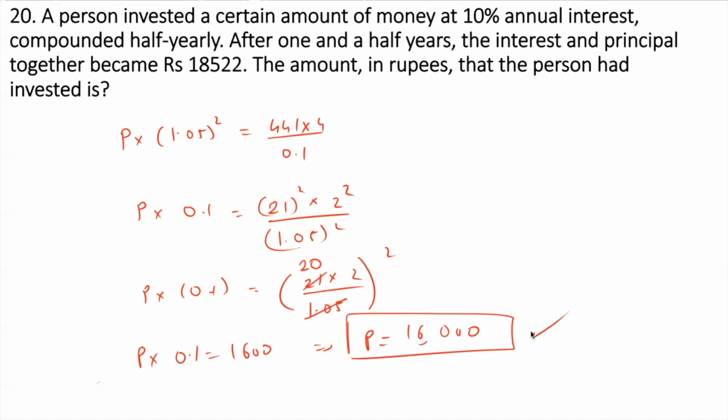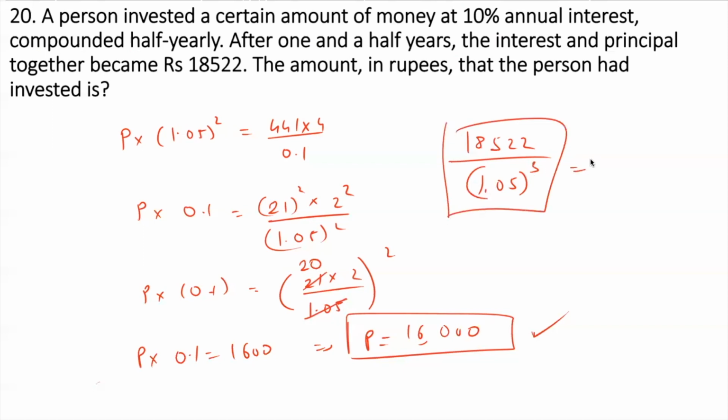Please note that if you have the on-screen calculator in the exam, you can directly perform this calculation and save a lot of time. 18,522 divided by 1.05 cube. You will directly get the answer 16,000 using the on-screen calculator. And again, that will save a lot of time.